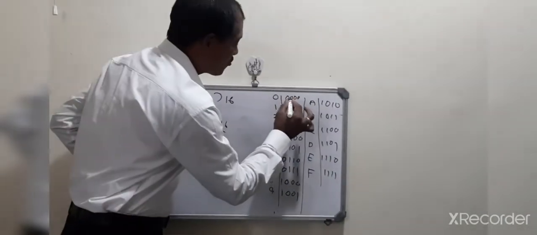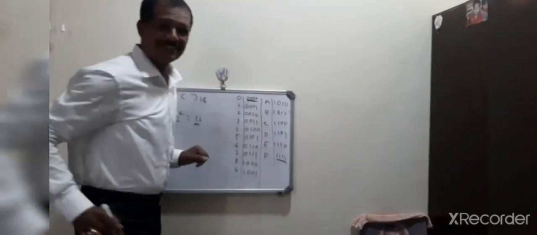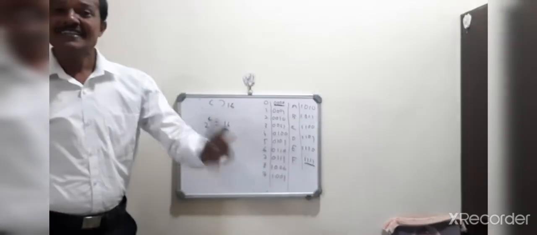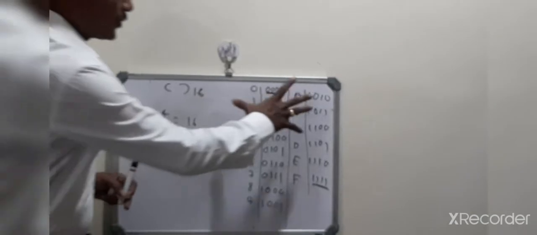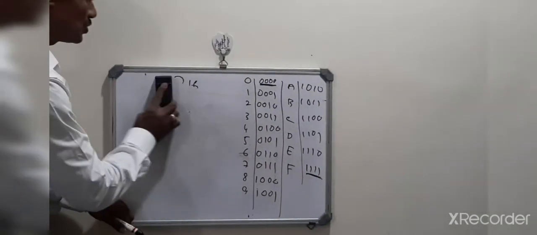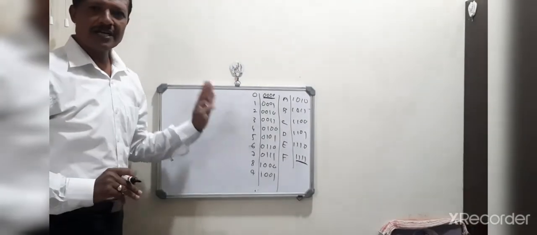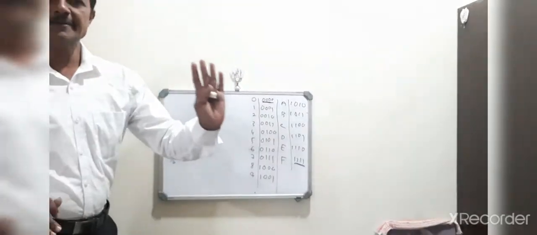I am starting from 1000 to 1111. Total how many combinations are there? 16 combinations are there. So using these combinations, now you can convert hexadecimal to binary and binary to hexadecimal. Using one example, I am going to convert hexadecimal to binary and binary to hexadecimal.